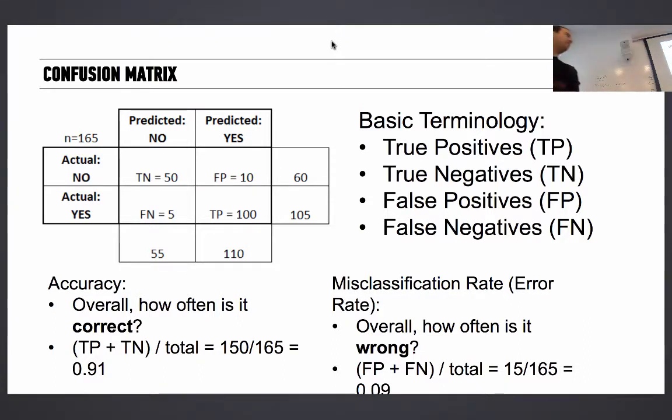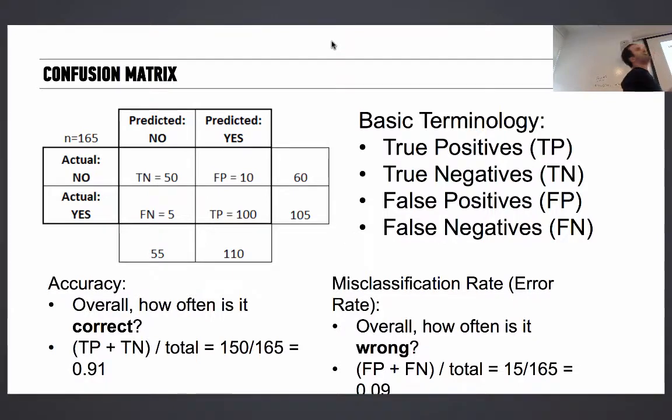So from this, we can define accuracy. Overall, how often was the model right? And that's our true positives plus true negatives divided by the total, which was 91%. So of the times it predicted, it was right 91% of the time.